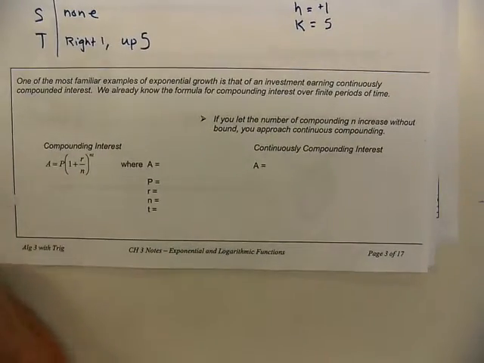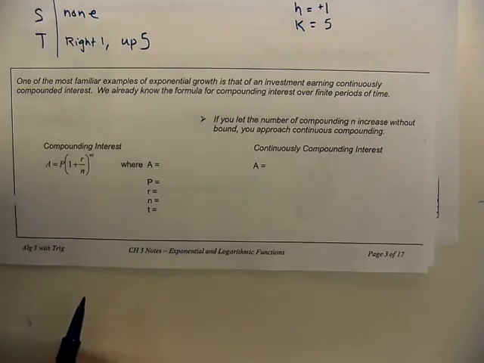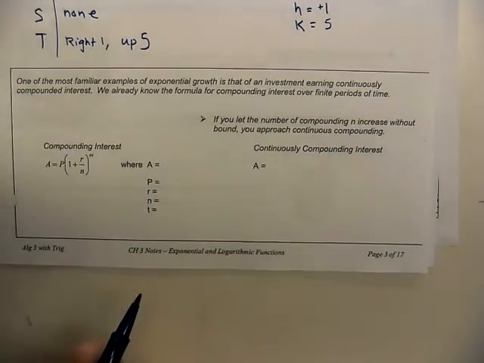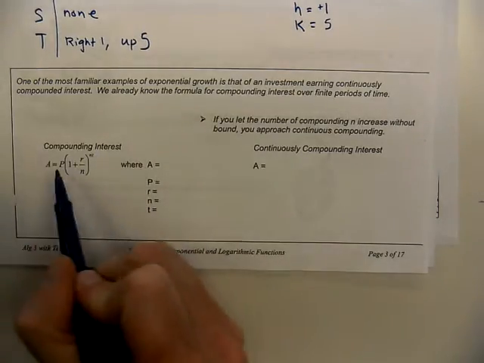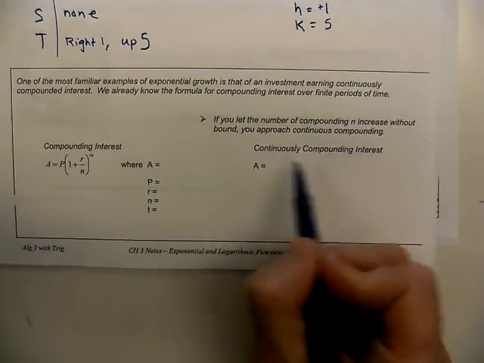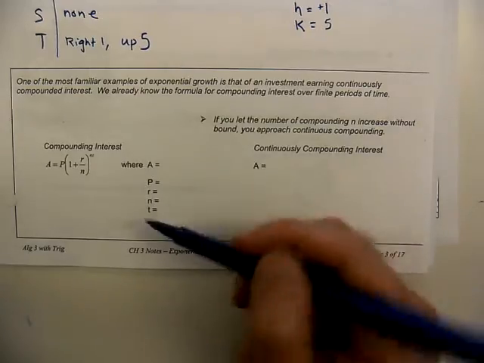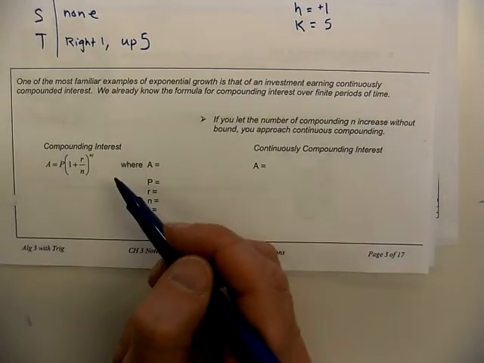Next, we're transitioning to those compounding interest formulas. Many of you have seen this before in other classes. It's a very common topic when we're talking about exponentials. And so we have our compounding interest formula, and then we'll also add the continuously compounding interest formula here in just a moment. These are just the details of what all those letters mean.